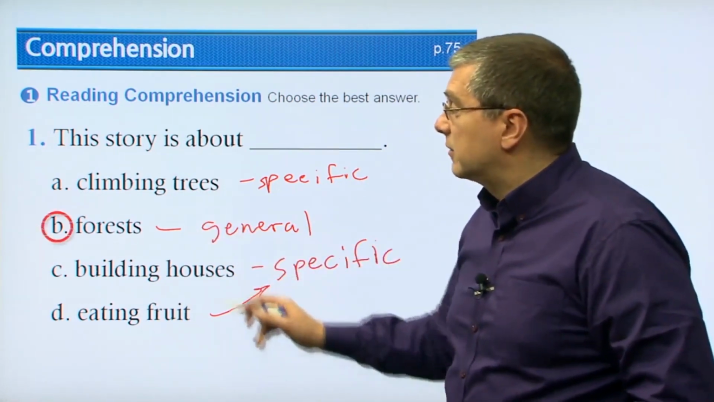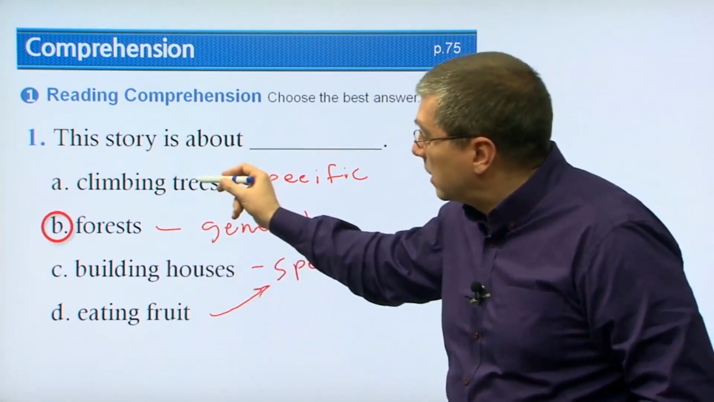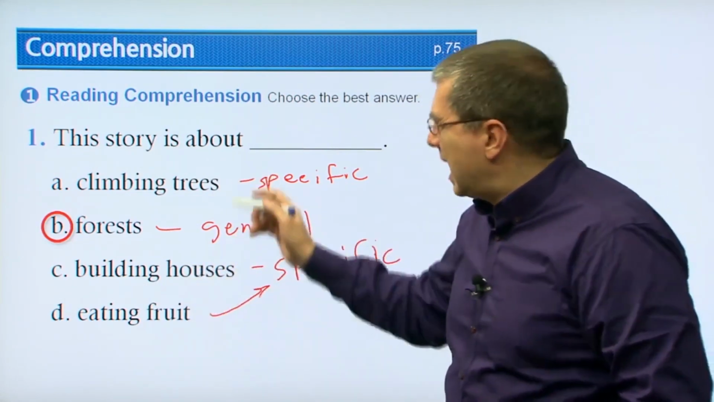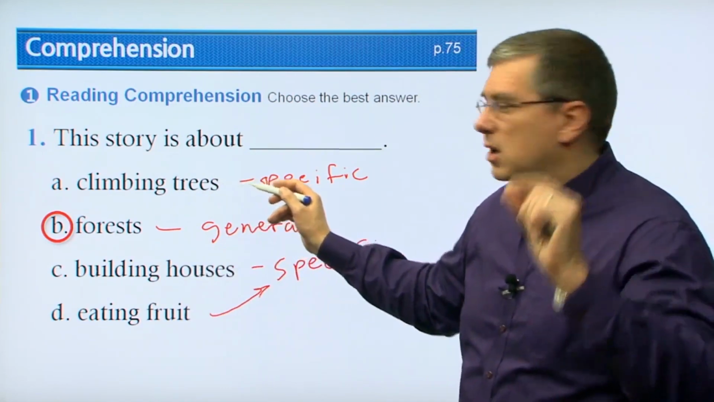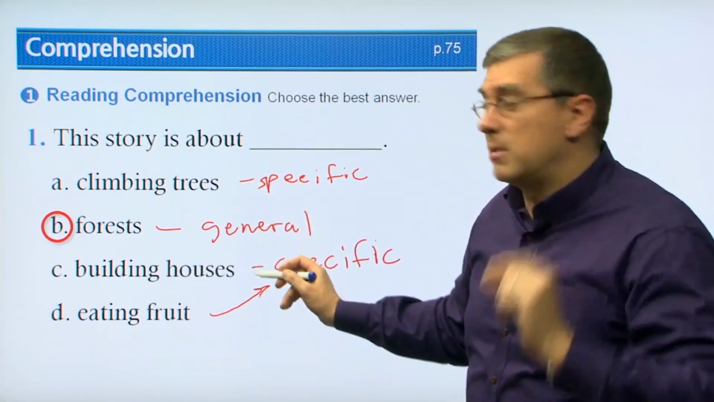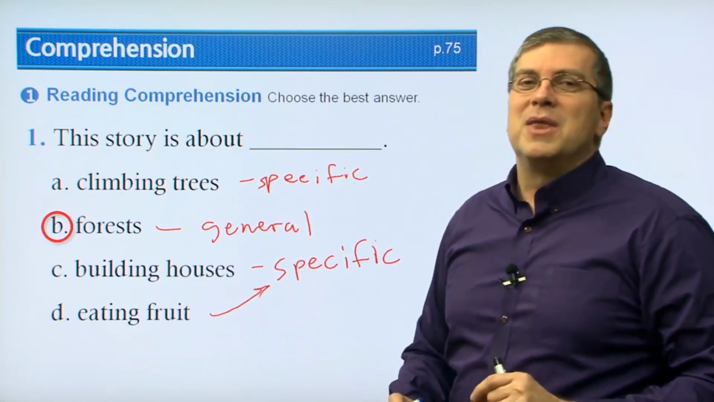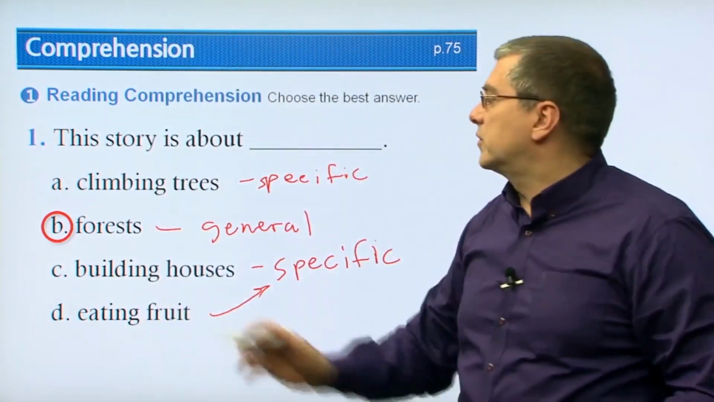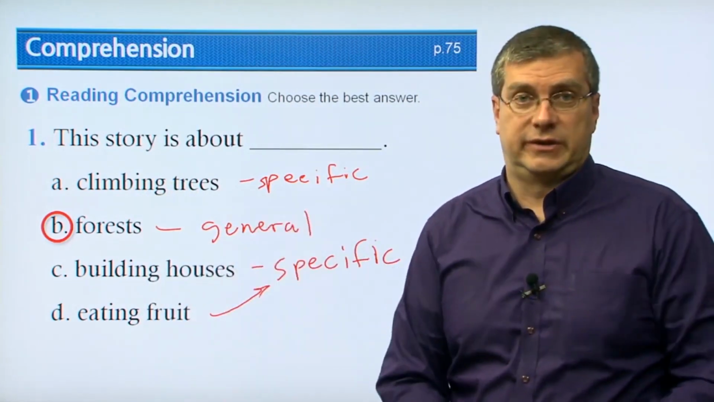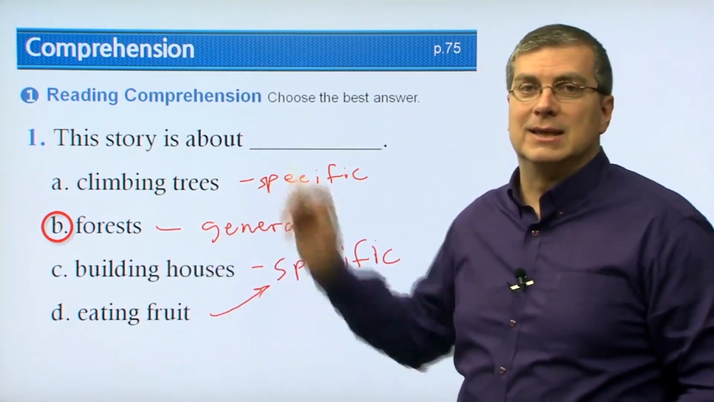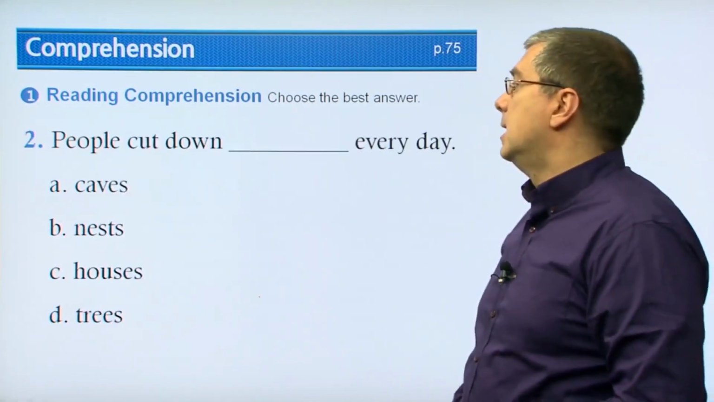So the answer is, of course, B, forests. These other answers, A, C, and D, they're too specific. Yeah, we talked a little bit about climbing trees, a little bit about building houses, a little bit about eating fruit, but that wasn't the whole story. The whole story was about forests. Okay? So usually you're looking for the more general answer in this type of question. Okay. Number 2.